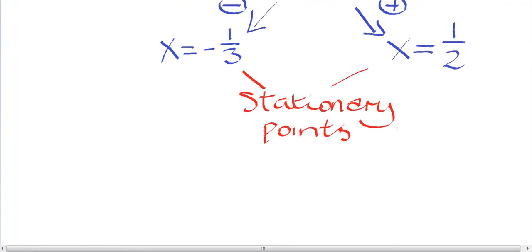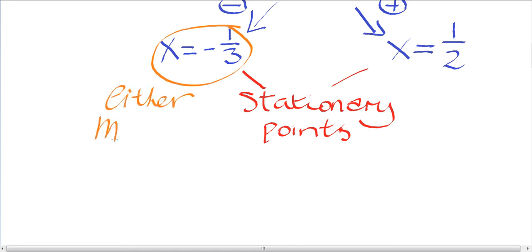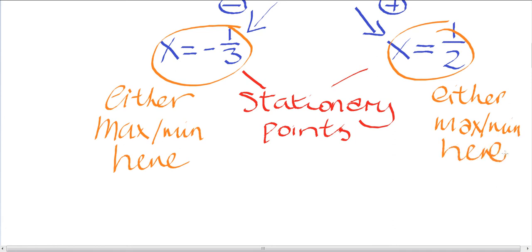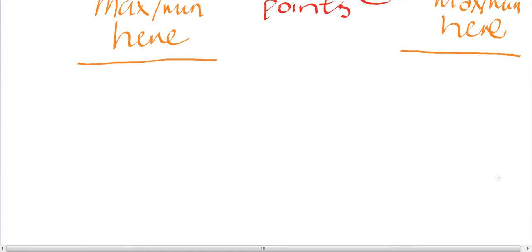So again, all we can say is there's either a max or a min here, and there is either a max or a minimum here. I don't know which is which, and that's my next step. Find out which is which. So there's either a max or minimum at that point, minus a third, and there is either a max or minimum point at a half. So there's the big step 2.